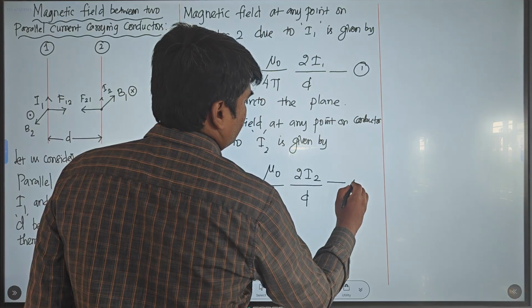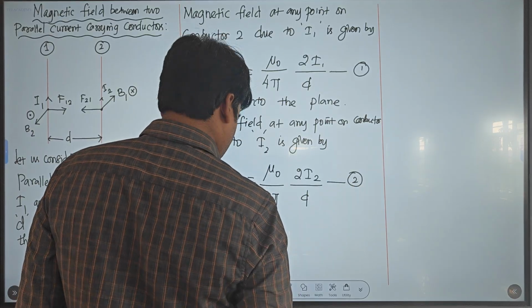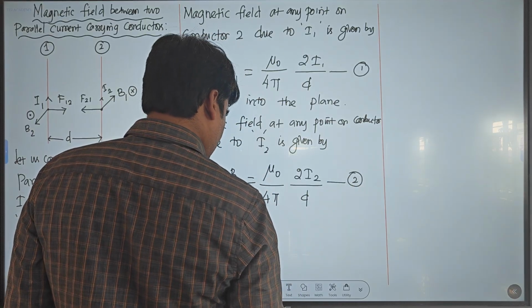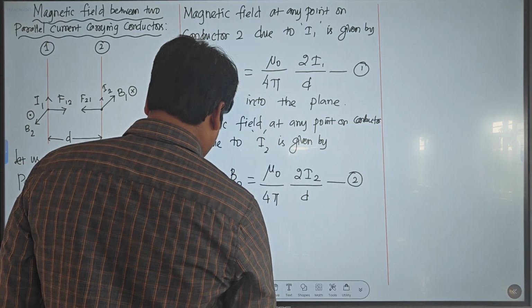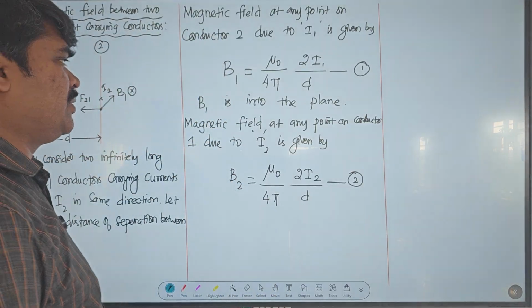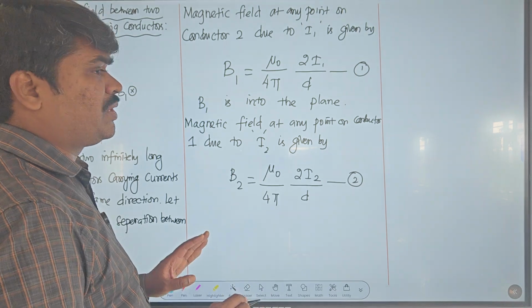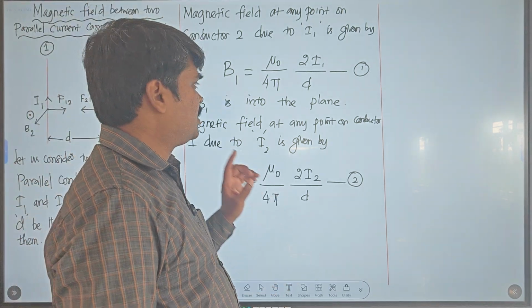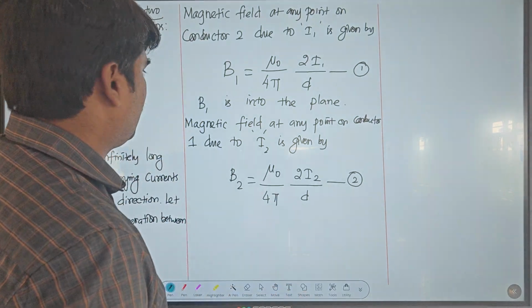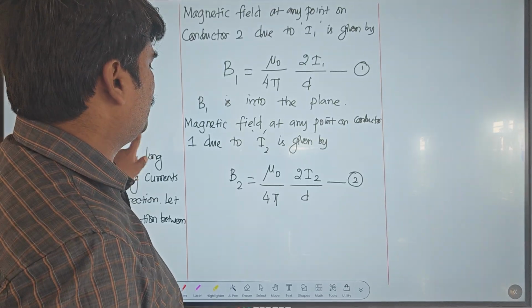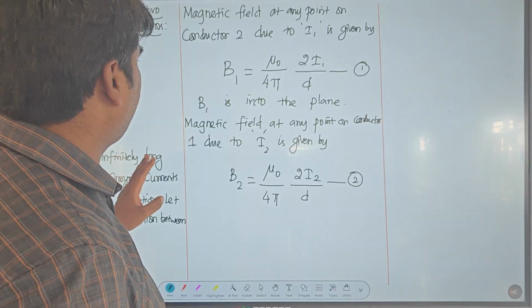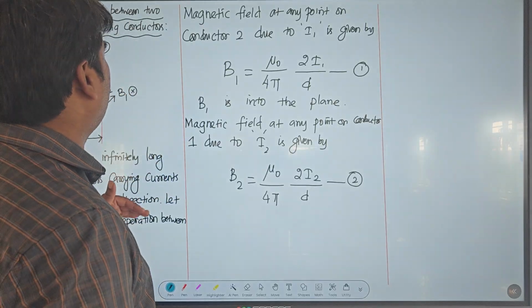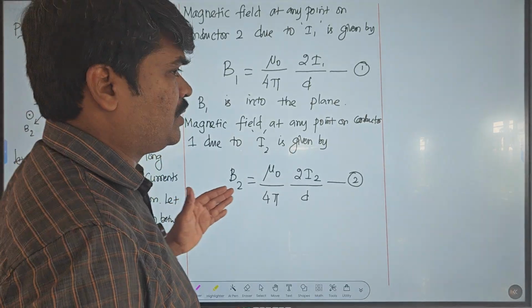Same distance, so denoted by the same expression. Nothing much will change here. So we will write with the same denotation only. So nothing much we have done. We have only written the expression for the magnetic field exerted by the current in conductor 1 on conductor 2, and conductor 2 on 1. So this involves finding an expression for the force per unit length.